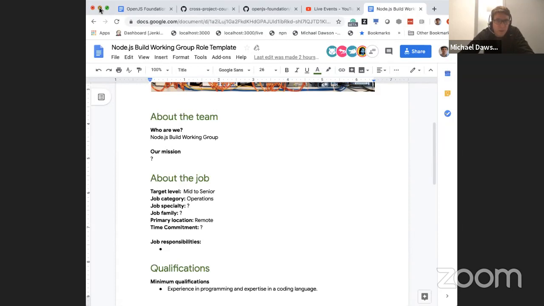Actually, we got two lines: experience as a contributor to an open source project and open source contributor. I think the second one is probably already good.